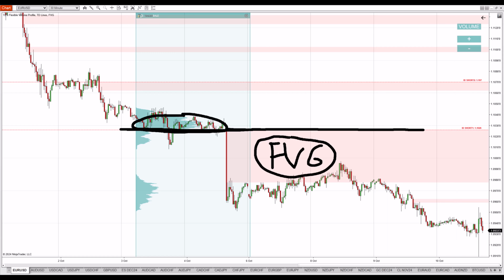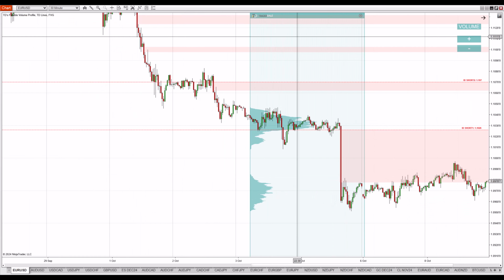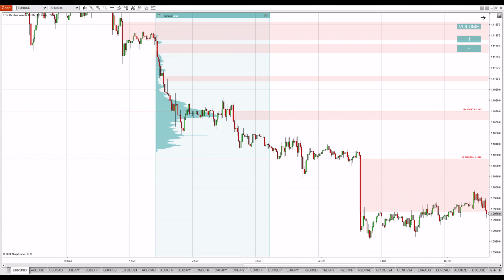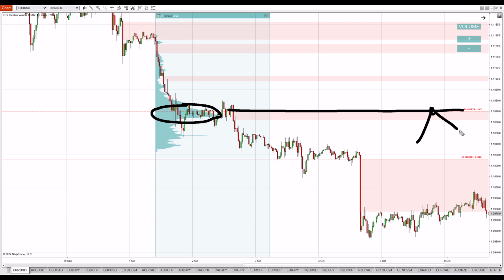The same thing goes for that level which is a little bit higher. There are also heavy volumes here. And also that fair value gap. This is the beginning of that fair value gap. This is where I want to go short from.